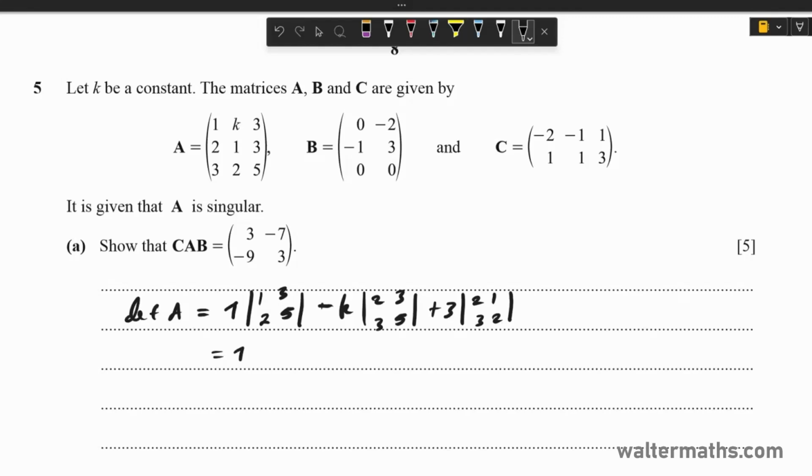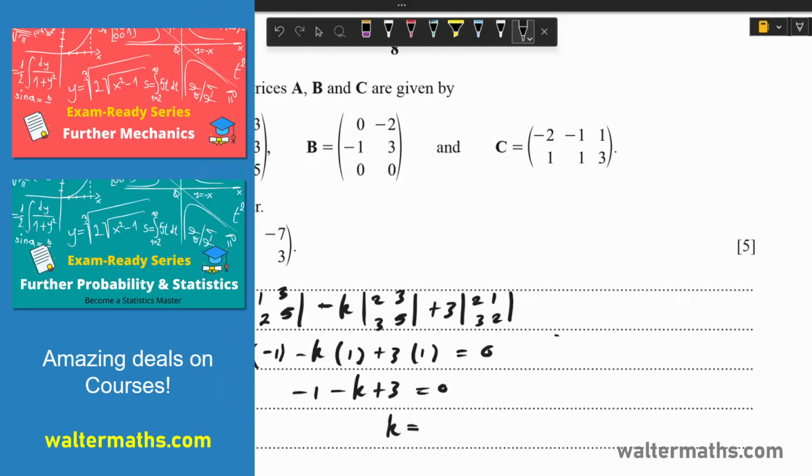So basically this is 1 of 5 minus 6, which is minus 1. And here minus K of 10 minus 9, which is 1. And 3 of 4 minus 3, which is 1. All this should be equal to 0 because it's a singular matrix. So basically we have minus 1 minus K plus 3 equal to 0, which gives us K to be 2. So we get K to be 2 right there.